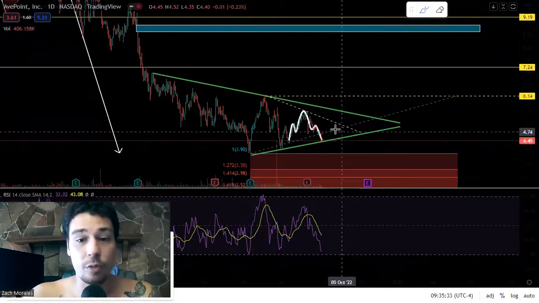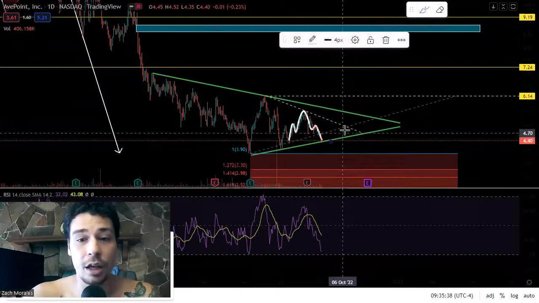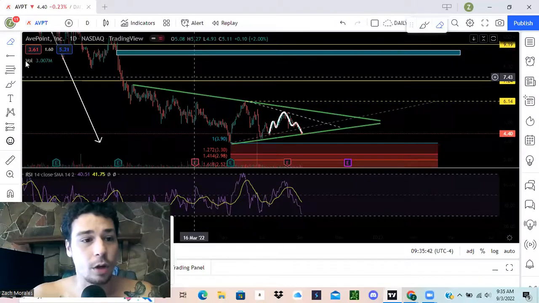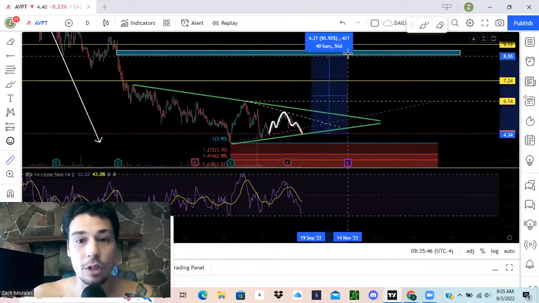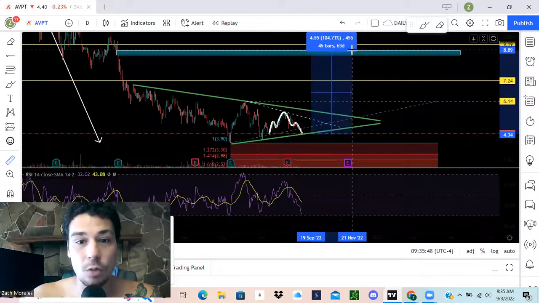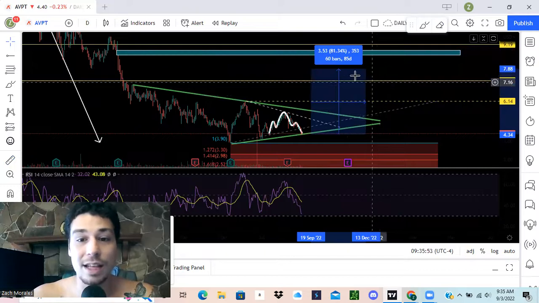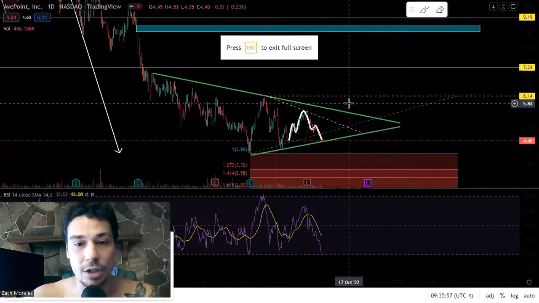But if we were long term and we really like the fundamentals on AVPT, we can look here. Let me go ahead and pull up the ruler real quick for you guys. We can see that if we got in here and held all the way till that gap fill, that's a 100% gain. So if you're bullish long term on this, it's a good time to start getting your feet wet and start gaining some positions.